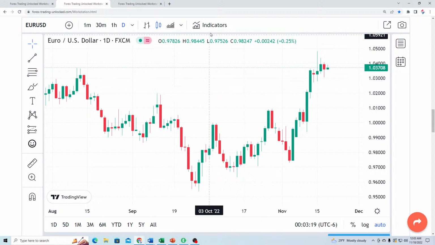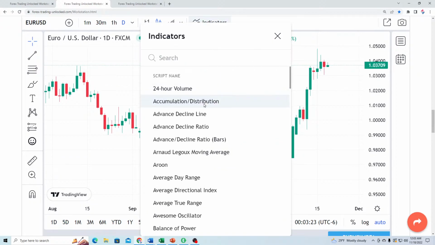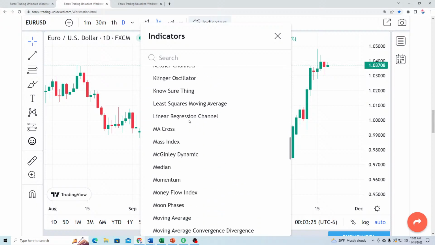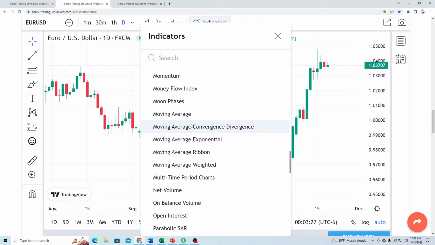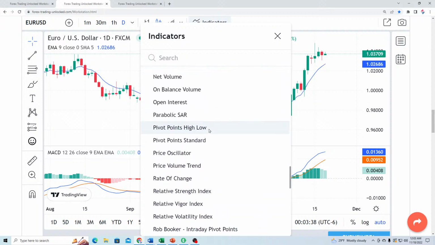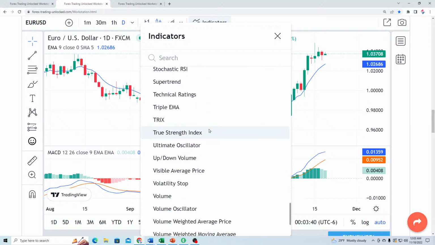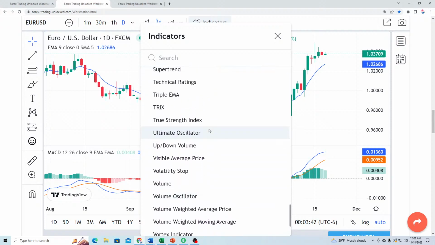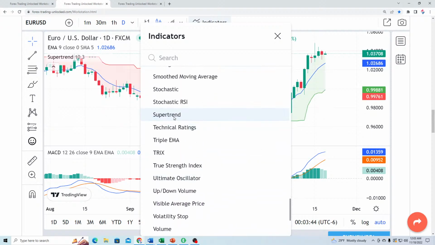So now you go to the indicator tab and you click on it. Now you're going to scroll down until you get to moving average convergence divergence and choose this indicator. Below that, click the moving average exponential. And lastly, scroll down and select Supertrend Indicator. Now we will adjust our settings.